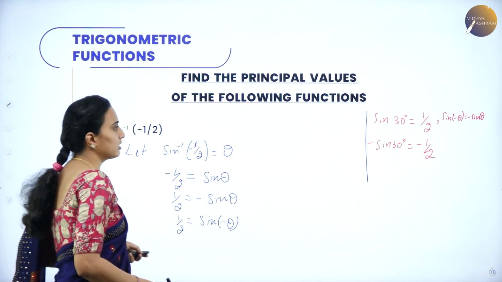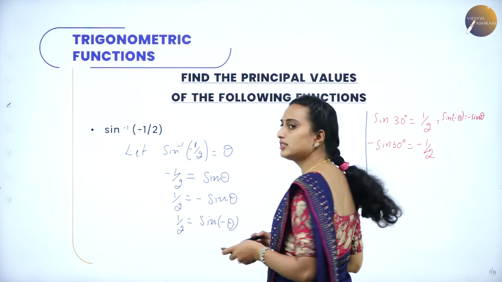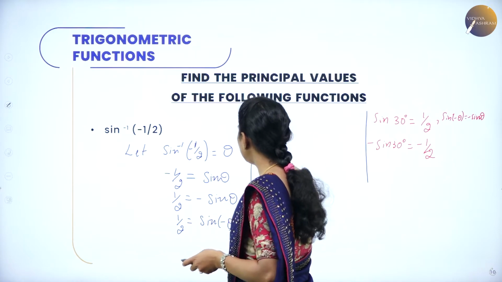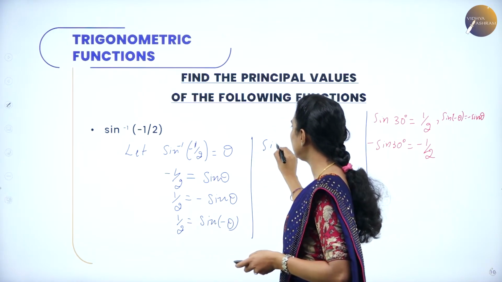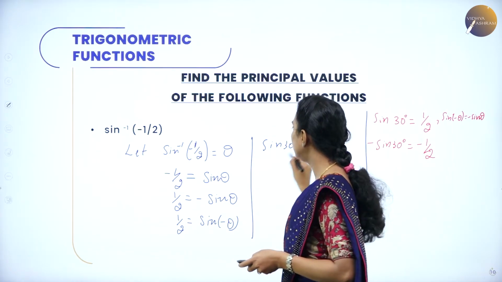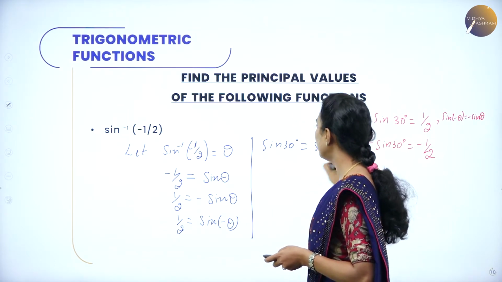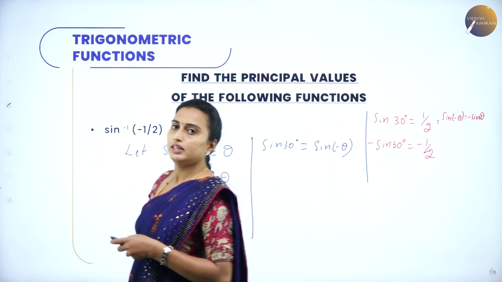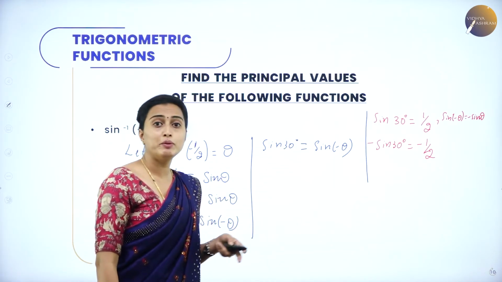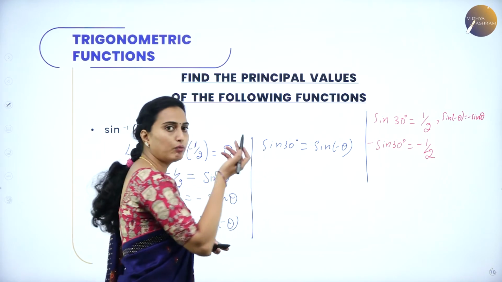1 by 2 can be written as what? Sine 30 degree, isn't it? I am going to write 1 by 2 as sine 30 degree, which will be equal to sine of minus theta. Okay? Are you getting? Now, taking this sine to that side, what will it become?